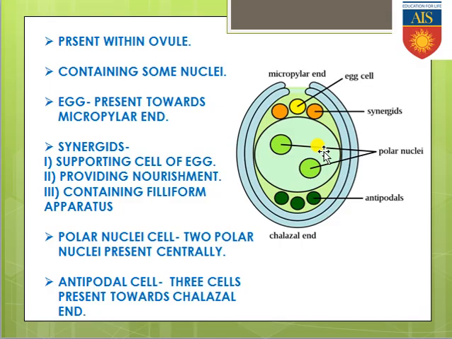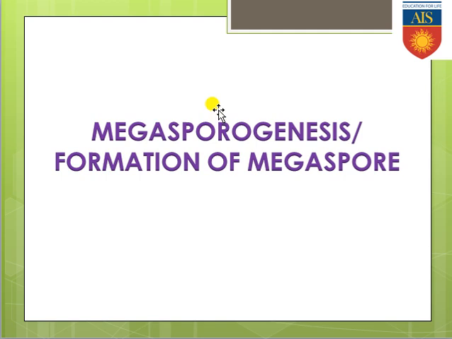I think the entire structure of the embryo sac, from the figure as well as what is written in this slide, you have understood. Next, we are going to the next slide, that is megasporogenesis, or formation of megaspore. So let's see how this megaspore, that means the embryo sac, is forming. The process of embryo sac formation is commonly known as megasporogenesis.